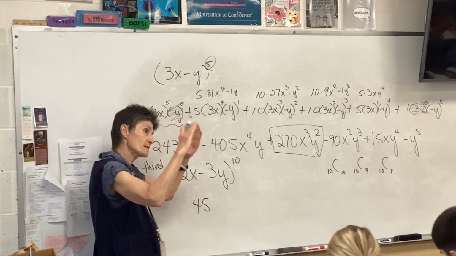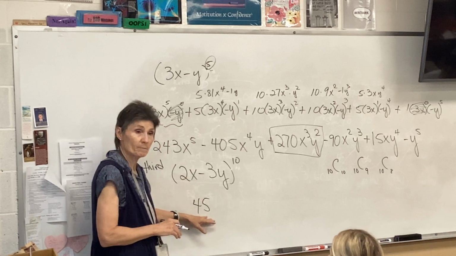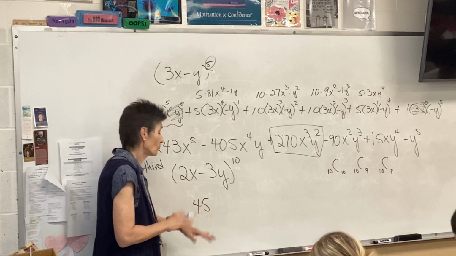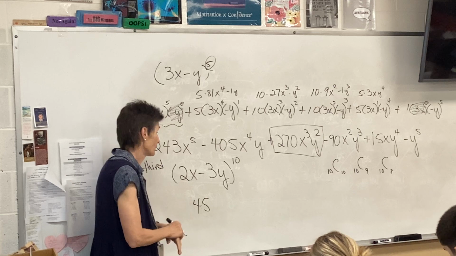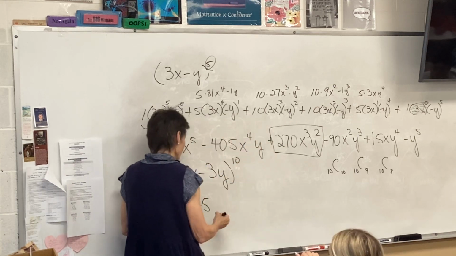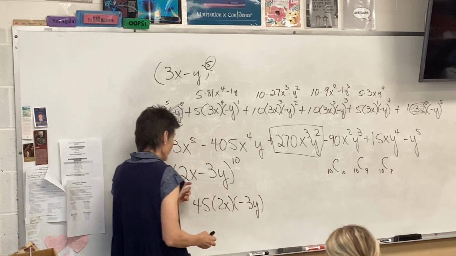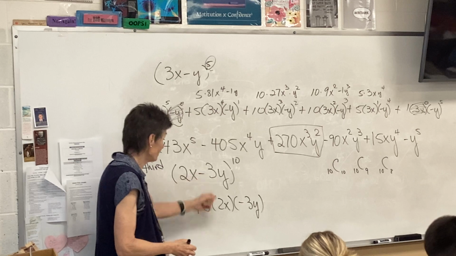If you wrote out Pascal's triangle all the way to the 10th row, the third number in that row would be 45. It works either way. Now, next, once I wrote down my numbers up here, I put a 2x and a negative 3y. The two parts of the problem go here.